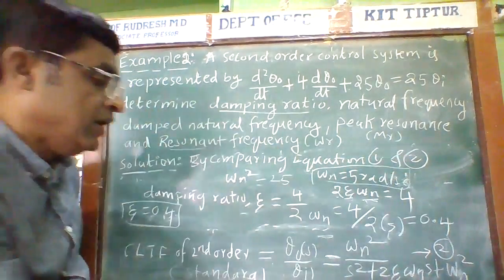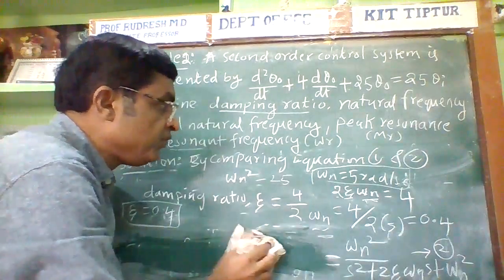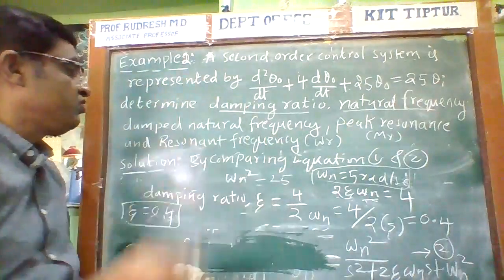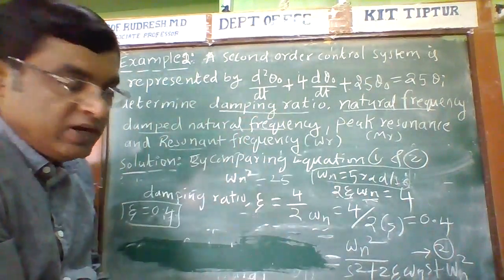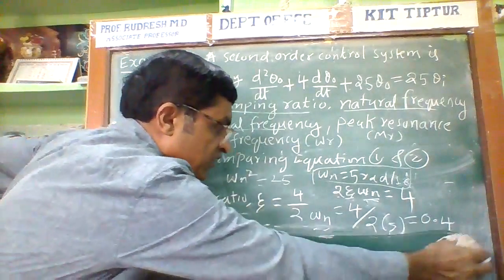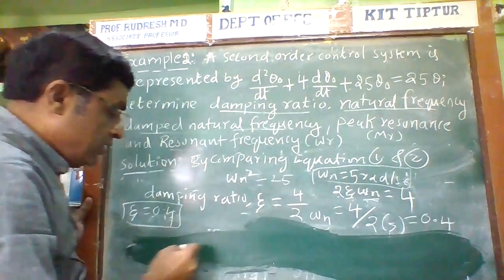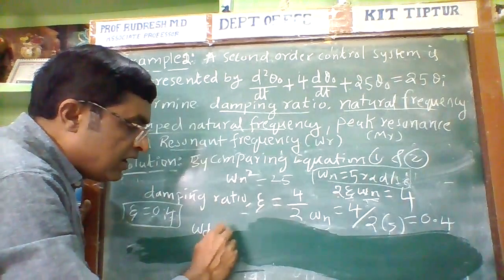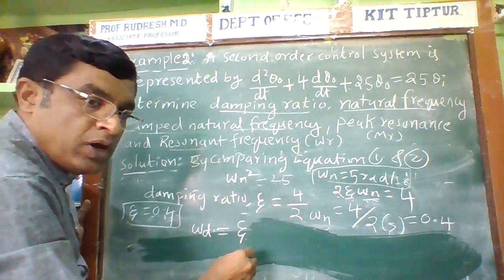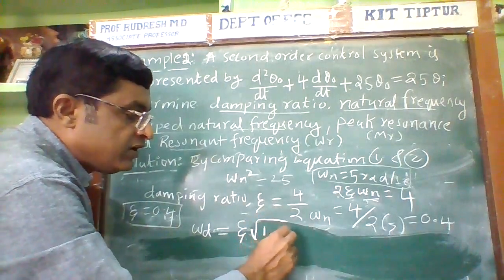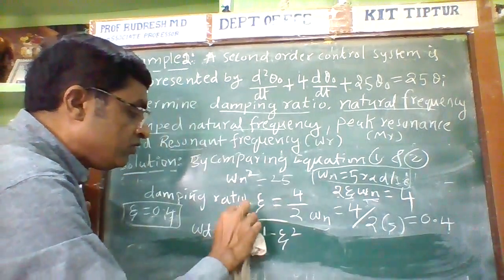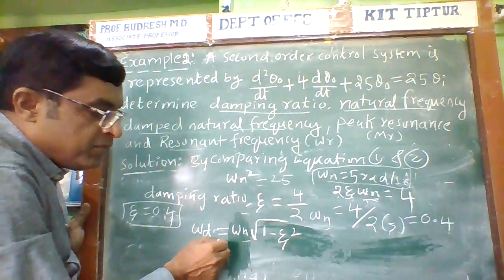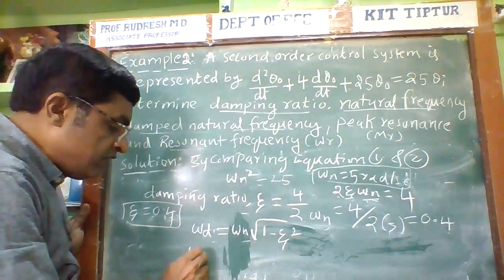The natural frequency is calculated, the damping ratio is calculated, and now we need to calculate the damped natural frequency. The damped natural frequency is denoted by omega d. This is the standard formula, the relation between natural frequency omega n and damped natural frequency. Therefore, omega d is equal to what?